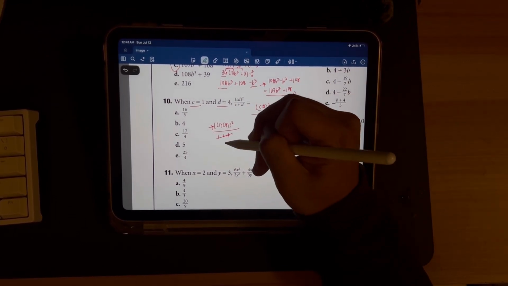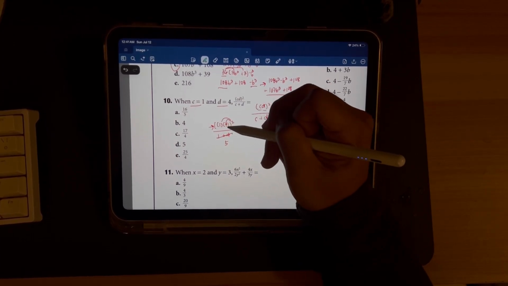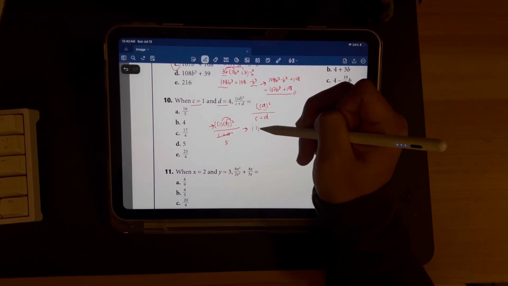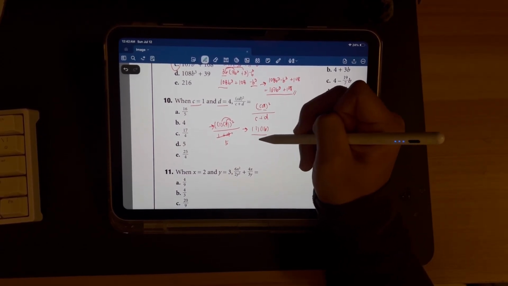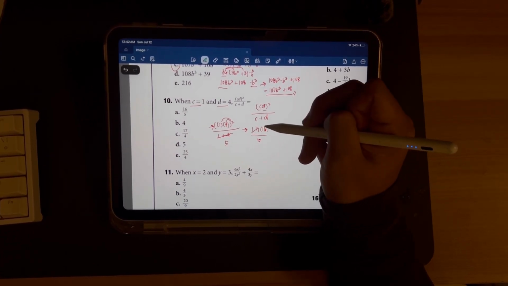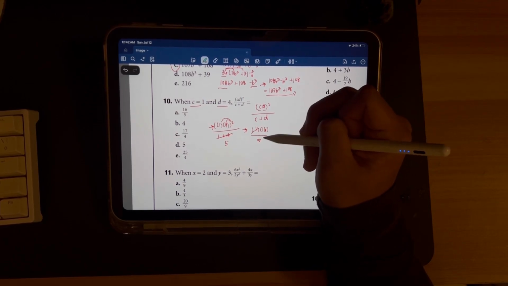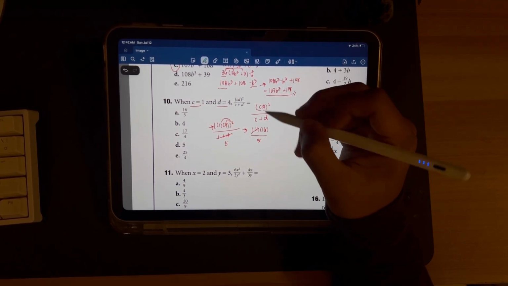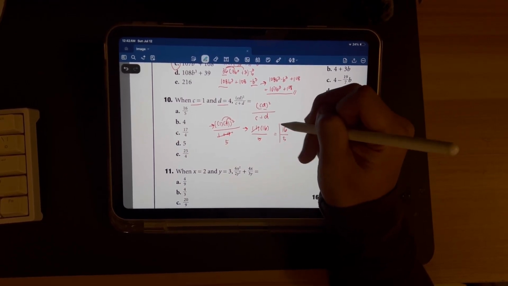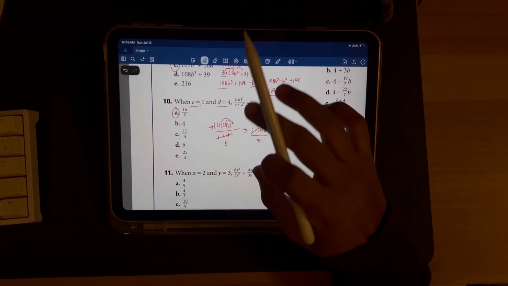Let's first simplify. The denominator will become 5, and distribute the power. That will become 1 squared and 4 squared. And 1 squared is 1, 4 squared is 16, all over 5. Now, 1 multiplied by 16 is still 16, so we are left with 16 over 5. Since they are not divisible by a common factor, this would be our final answer, 16 over 5. And among the choices, 16 over 5 is letter A.